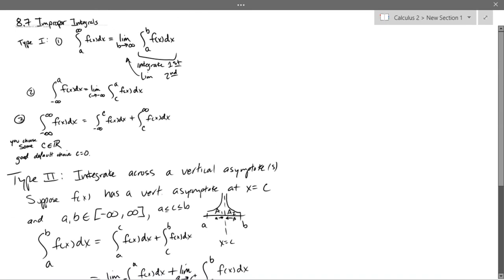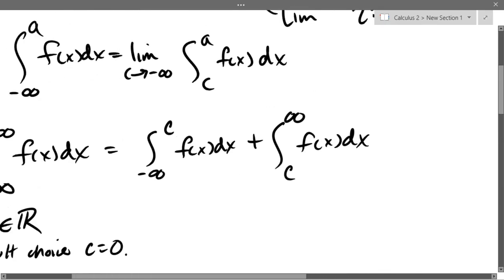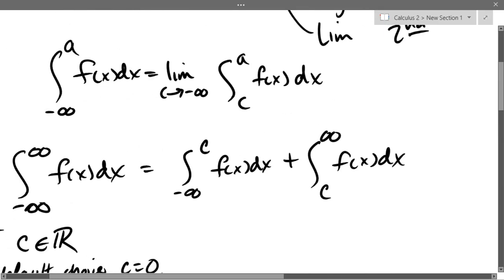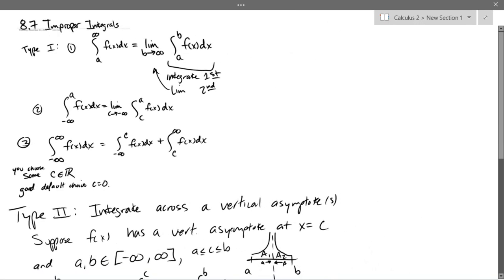So I might give you a type three where you have two infinities to worry about, but then no vertical asymptotes. So I'll make sure you don't have to do more than two limits at the end. The other way to make it tricky is maybe you might need L'Hopital's rule to get your limit at the very end. So you still have to remember how to integrate, and you're going to be messing around with infinity, most likely. So you may have L'Hopital's rule happening as well.